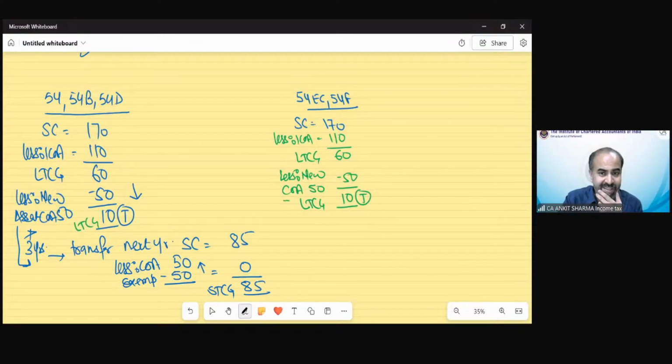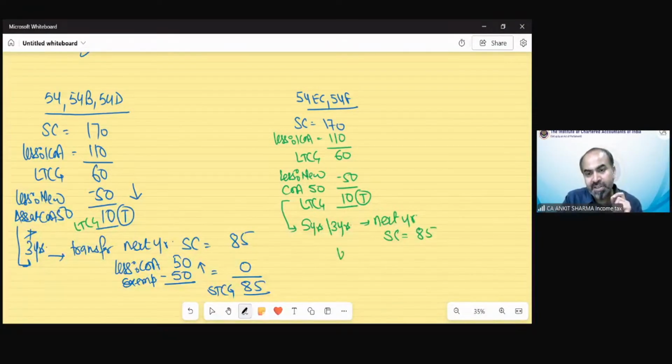Now the provision says you cannot transfer it within 5 years in case of section 54EC and 3 years in case of section 54F. But the consequences are same. Suppose in the next year you transfer this asset. So the next year, suppose the sale consideration is 85 lakh. Now the new provision is here, or you can say the different provision is here.